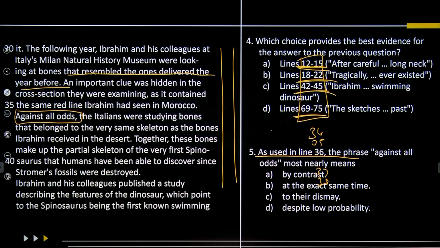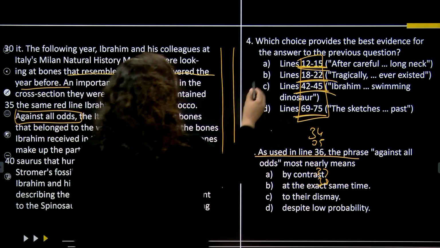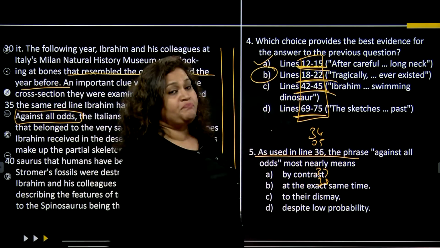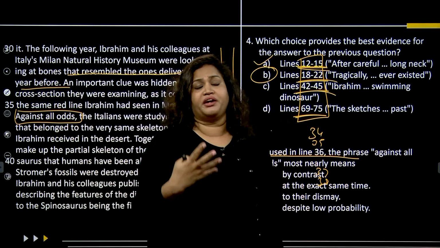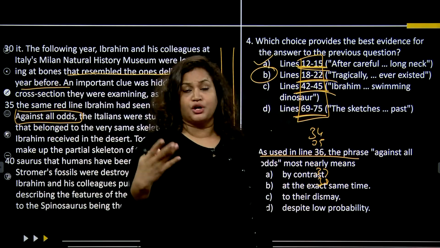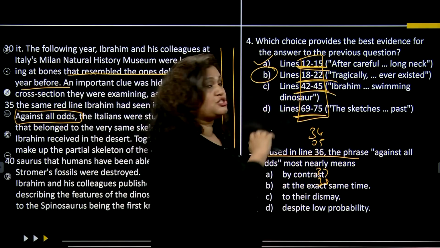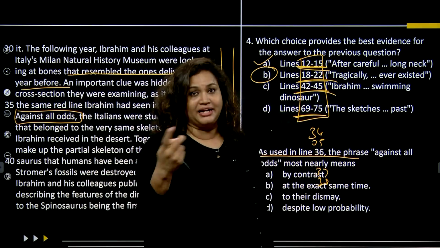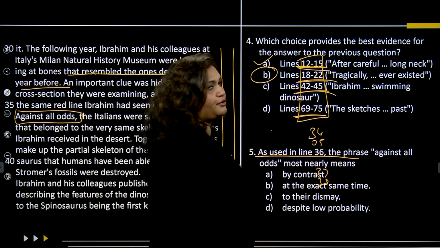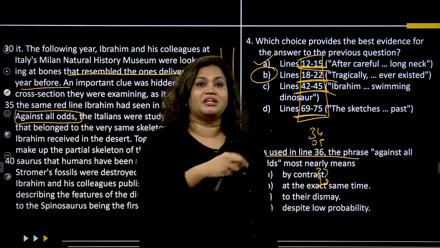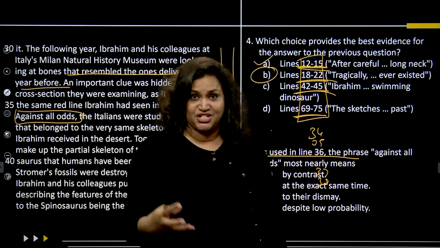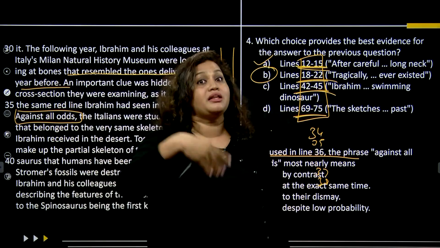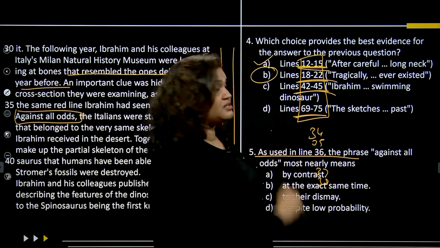And let us see what the options are. By contrast, here we understood why we have chosen this: in that option we got the sketch, I mean we could figure out how the dinosaur looked, but there was nothing that spoke about scientific study or insight for the future. But in the second one, 18 to 22, we talk about Stromer keeping notes and leaving the pictures, sketches. So that definitely was helpful in Ibrahim's research. So that is why that is the right answer.